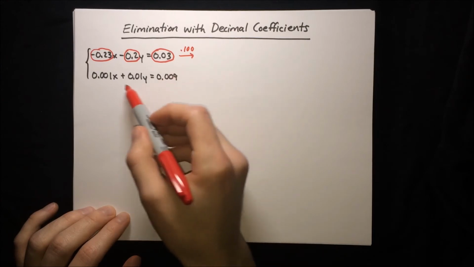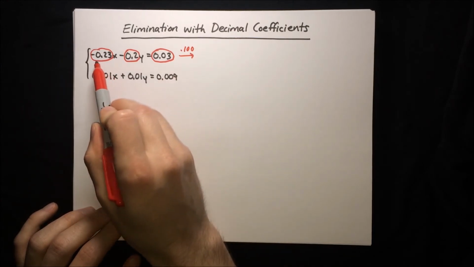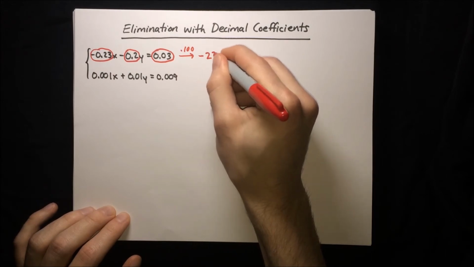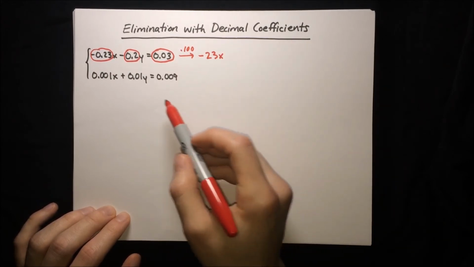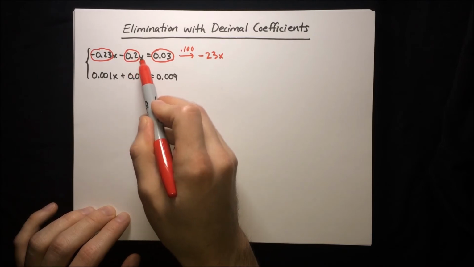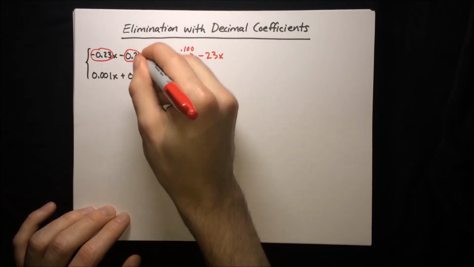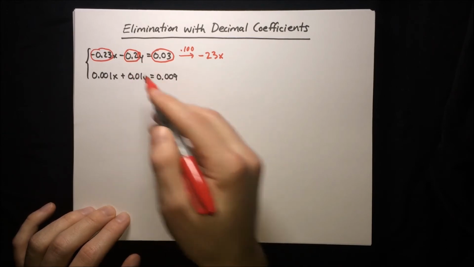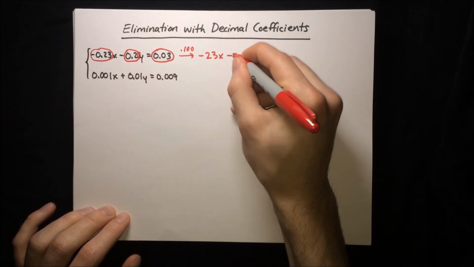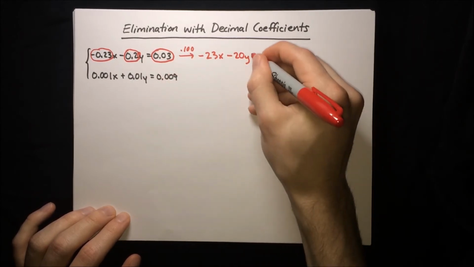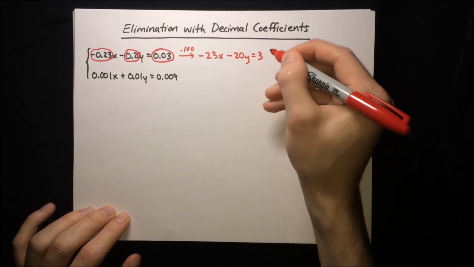So multiplying by 100, we shift this over twice, and we've got -23x, and then for the 0.2, when we multiply by 100, that shifts it over twice. You can think about this as like 0.20y. So shifting it over twice, you get to 20y. And then shift those over twice, you get just 3.